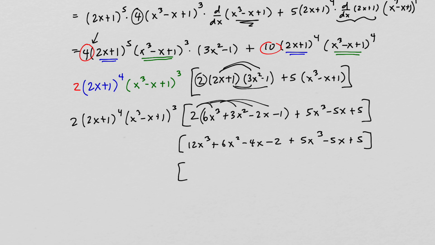And if we combine all the like terms there, we should have 17x cubed plus 6x squared minus 9x plus 3. And then all the things that we had that were factored out are still there as well. So the answer is the product of all of these things. There we go. That looks a little bit better.